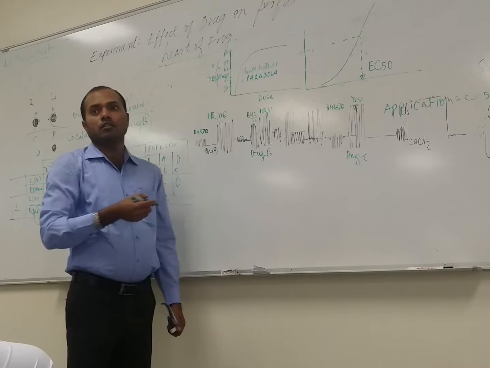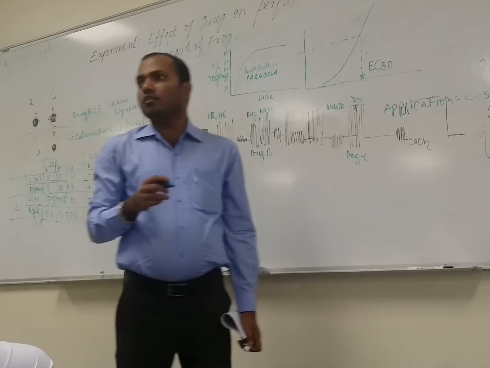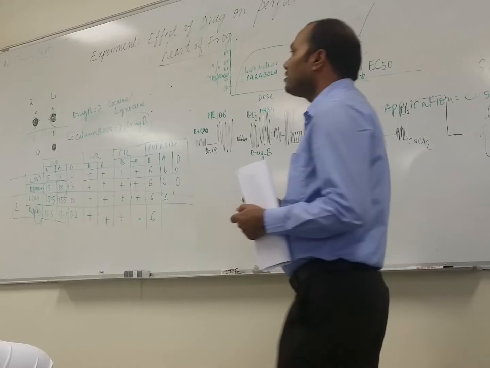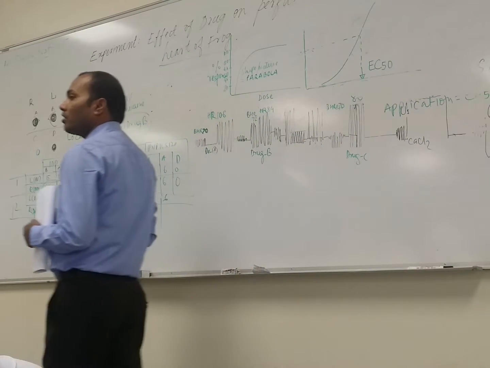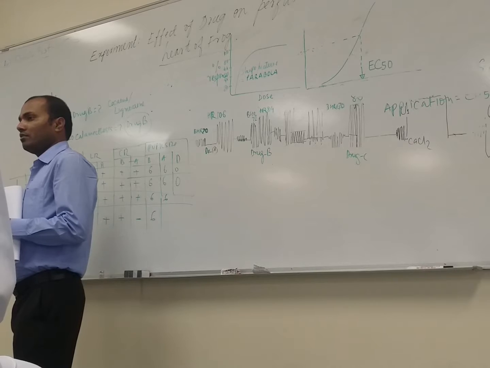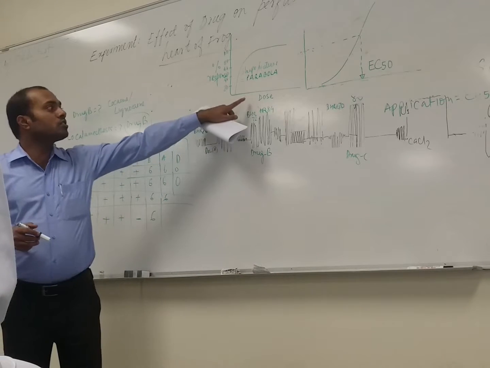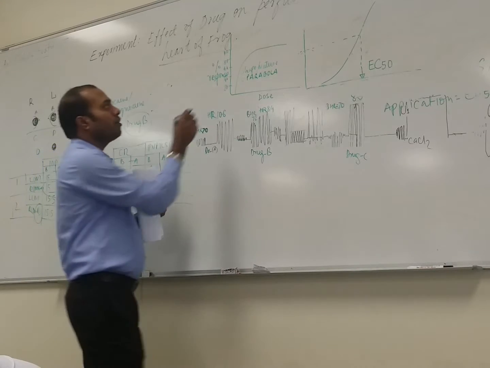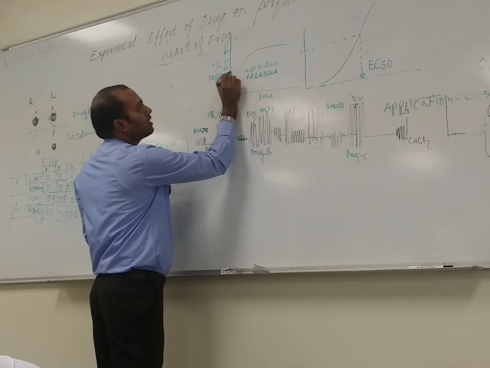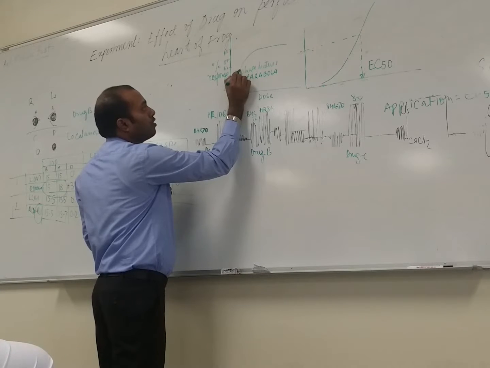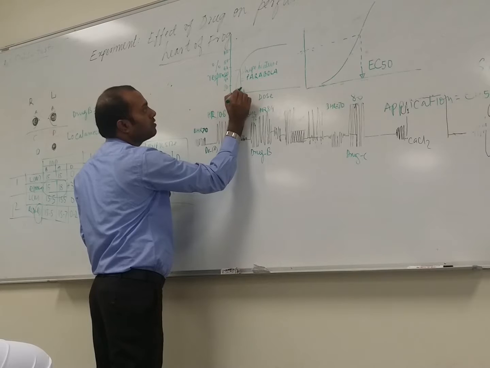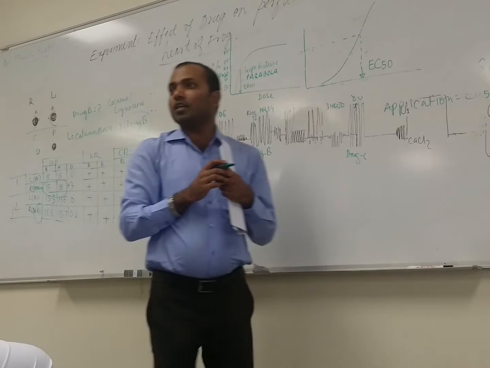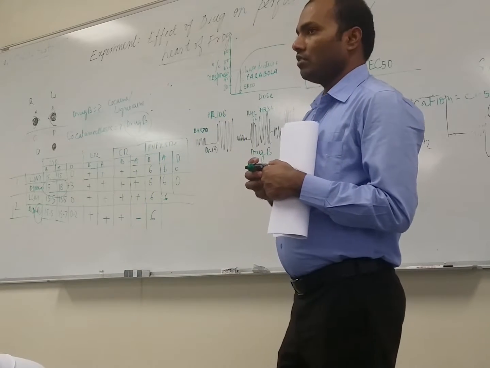What is its application? Why have we performed this experiment? What is the use? We find out the ED50 value: how much drug is required to produce 50% effect? This is the dose. If I am calculating the 50% dose, that is called ED50. Where is the 50% response? Here is the 50%, and then going to the dose scale, here is the ED50. So the application is ED50 calculation.